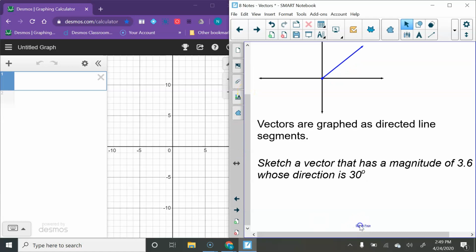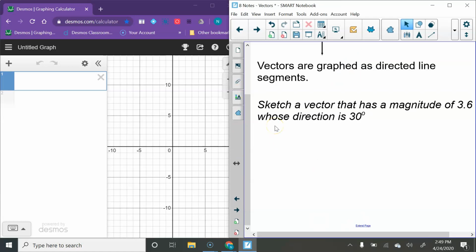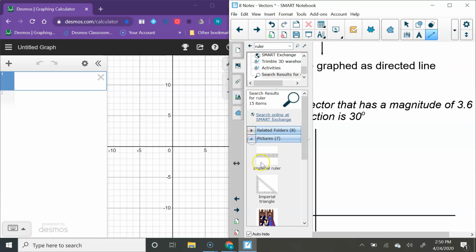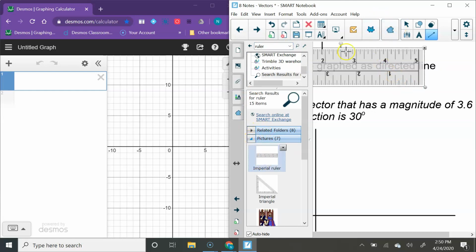So we won't do a lot of drawing vectors to scale, but I just want to do one so you can see an example of that. So if we're asked to sketch a vector that has a magnitude of 3.6 whose direction is 30 degrees. First I'm just going to draw my x and y axis here. Hopefully that's far enough. And then I need a ruler, and I also need a protractor.